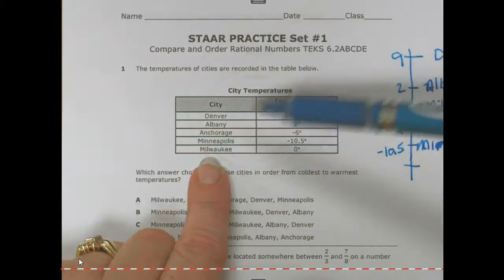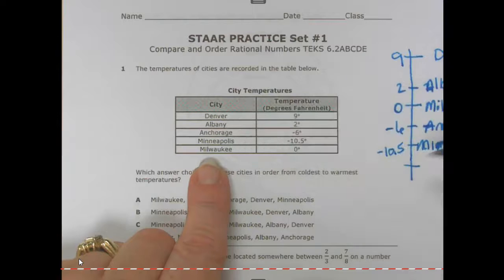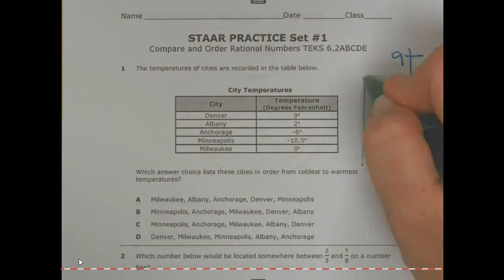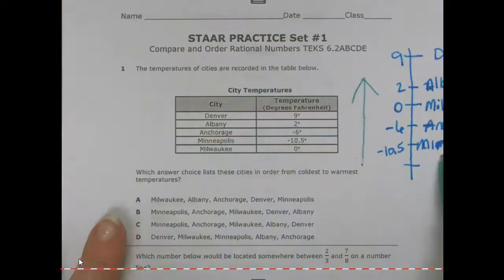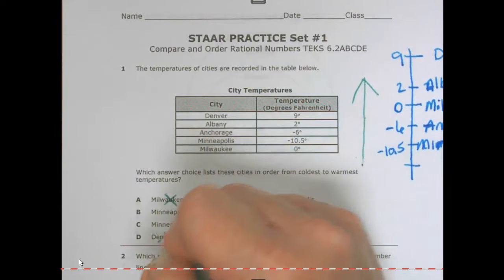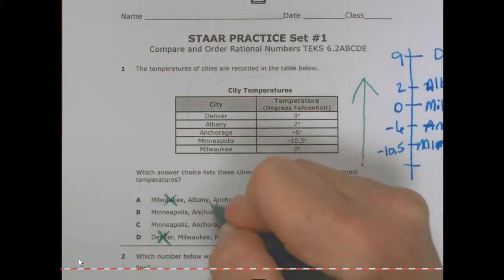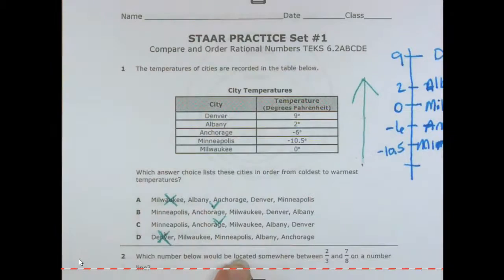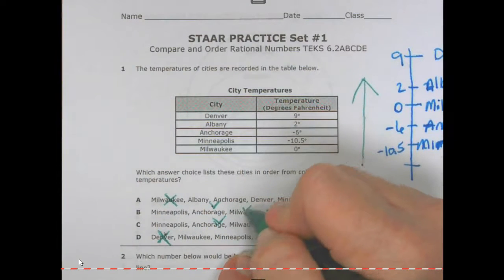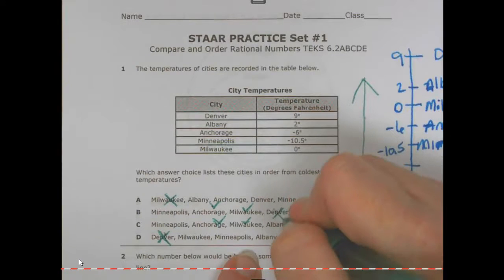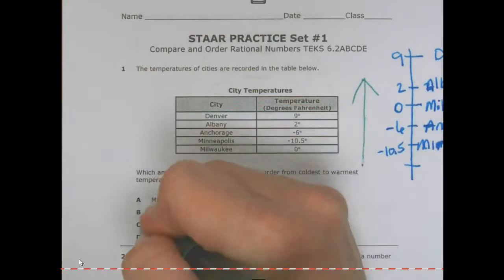So let's make sure I have all the cities. 1, 2, 3, 4, 5. So we went from the coldest to the warmest. That is going up this way. So that means Minneapolis was the coldest. We can take Milwaukee and Denver off. Then Anchorage was next. So this is correct, and this one is correct. Then Milwaukee, and then Albany. So it is not Denver. So my answer is C.